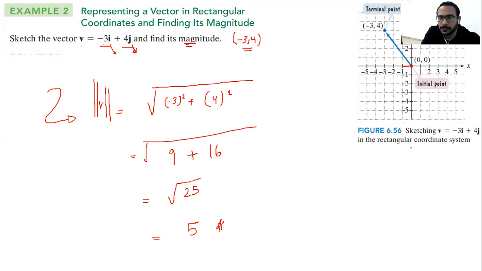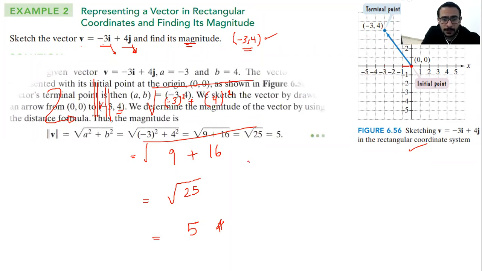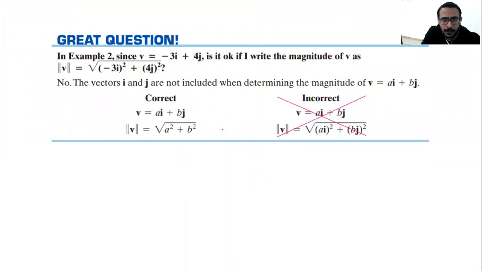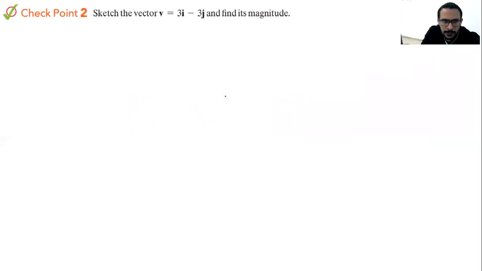Any question? Here is sketching v equals negative 3i plus 4j. You do the sketching as usual at negative 3 and 4, plot the point and find the magnitude: the square root of negative 3 squared plus 4 squared. Here's a great question: for the same vector negative 3i plus 4j, is it okay if I write the magnitude of v with the i? No, that is wrong. The vectors i and j are not included when determining the magnitude. Work only with the numbers, and don't put them under the root.